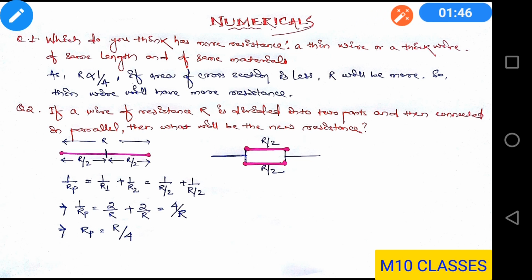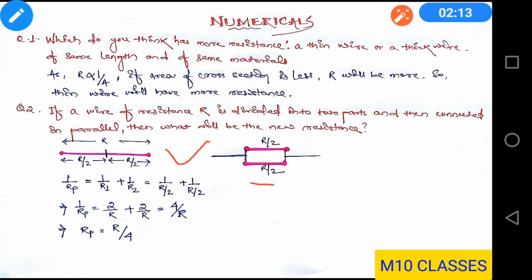Coming to the second question, if a wire of resistance R is divided into two parts and then connected in parallel, what will be the new resistance? Go according to the question. What is the data given to you? There is a wire that has resistance R. I had shown you a wire here whose resistance is R, and it is divided into two equal parts, and that means the resistance will also be divided equally, that is R by 2 and R by 2.